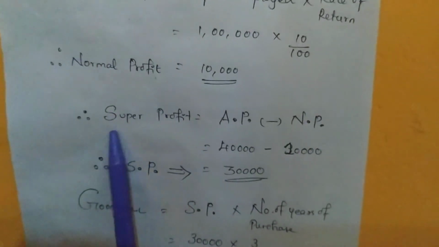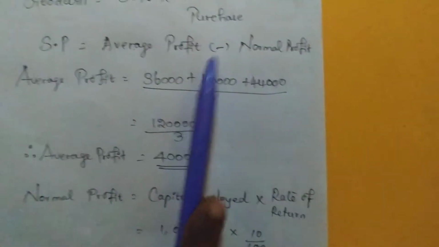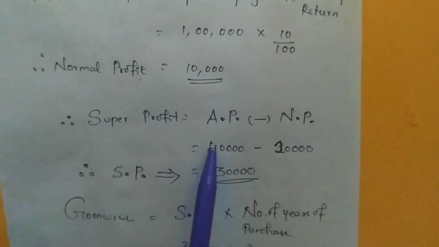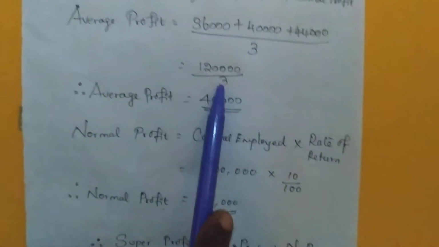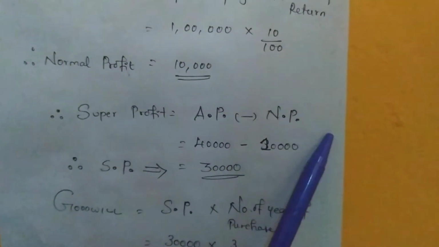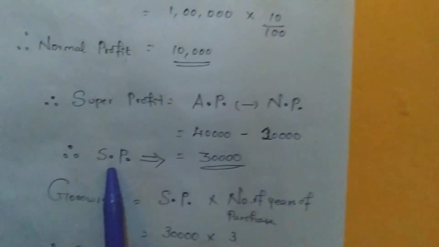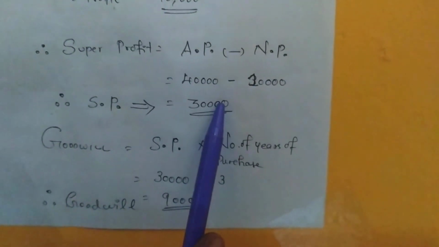So automatically, if we calculate super profit, that is average profit minus normal profit. What is average profit? 40,000. What is normal profit? 10,000. So super profit equals average profit minus normal profit, 40,000 minus 10,000. Therefore, super profit equals 30,000.